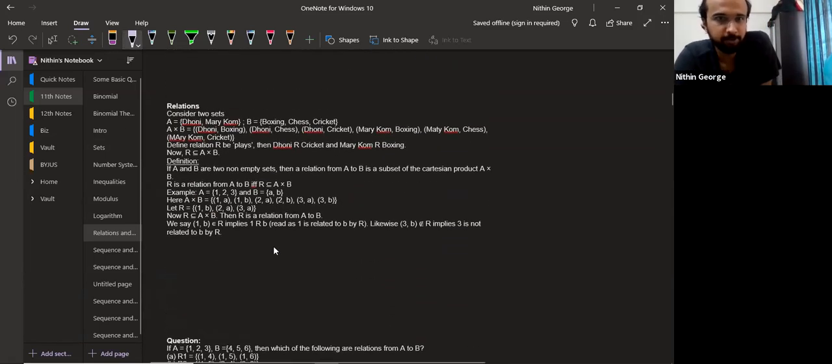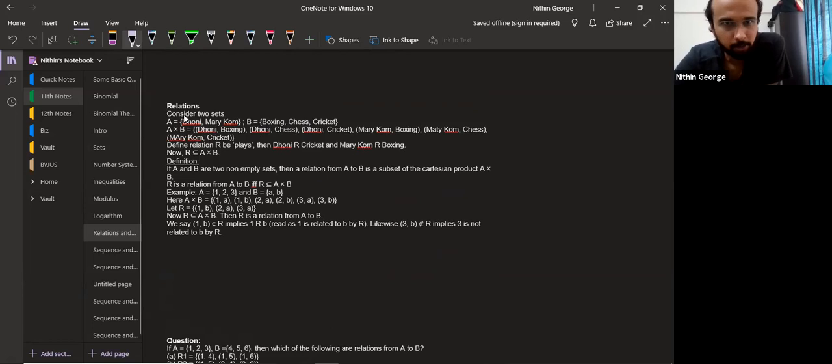Now, let's see an example. They're given two sets, Dhoni and Mary Kom, and the other set is B. So you match everything: Dhoni boxing, Dhoni chess, Dhoni cricket, Mary Kom boxing, Mary Kom chess, Mary Kom cricket. So this will be the Cartesian product. This is an example I'm just demonstrating.